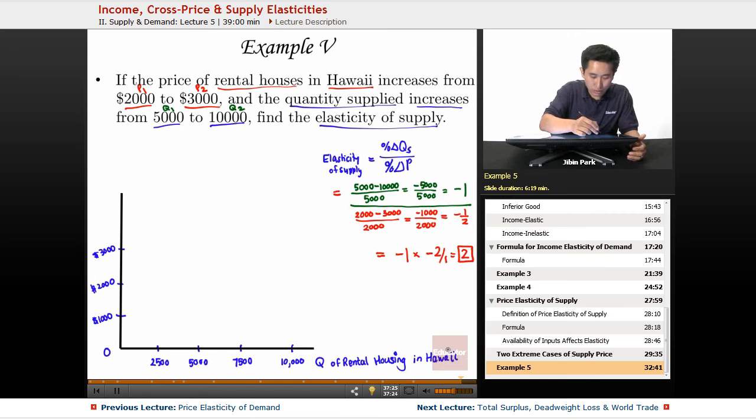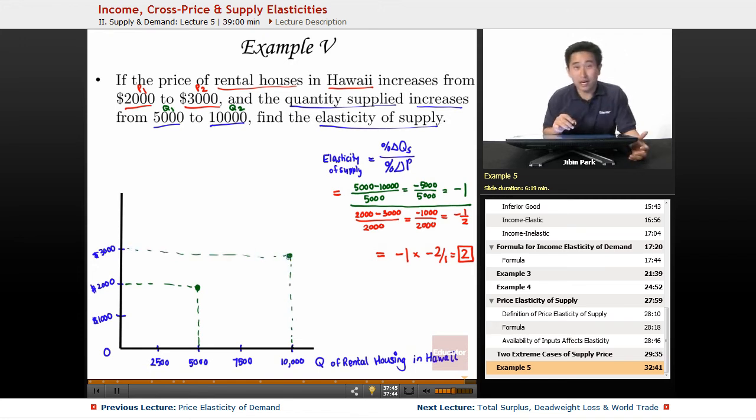So when the price is 2,000, the quantity is 5,000. Whereas when the price is 3,000, the quantity is 10,000 there. Now I only have 2 points here, but let's go ahead and connect these 2 points together. And what you're going to see right here is that the slope is relatively flat. And basically the reason why it's flat is that it is elastic supply.